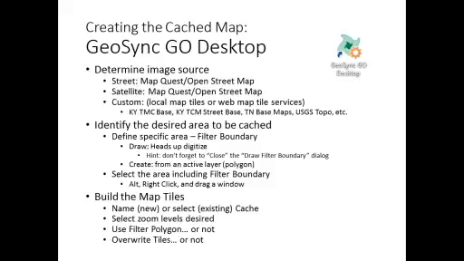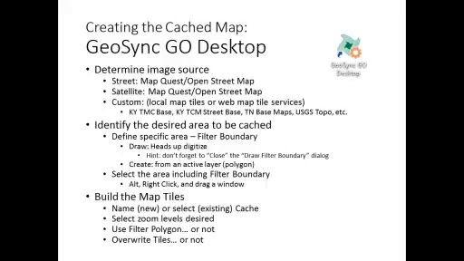And in GeoSyncGO, you would either select your street view, map view, your satellite view, or one of the custom tile views. The next step, once you decide that, you would identify the area of that map that you want to cache. And then you can further define that area using filter boundaries. It's pretty much heads-up digitizing or drawing a polygon in GeoSyncGO Desktop map view, utilizing the draw filter boundary tool.